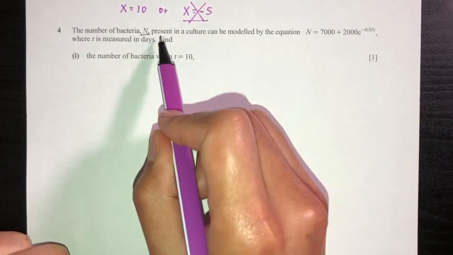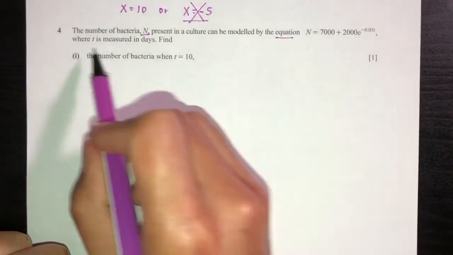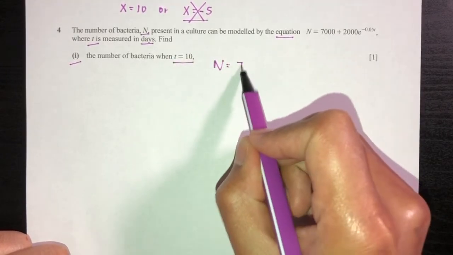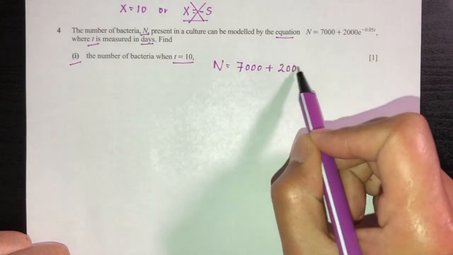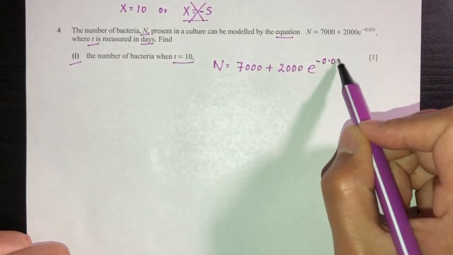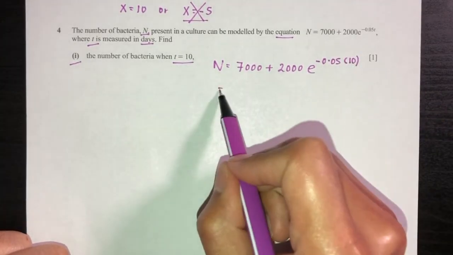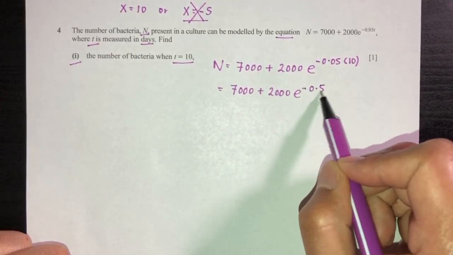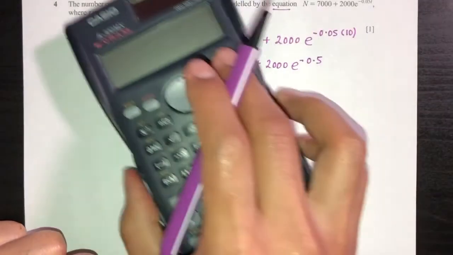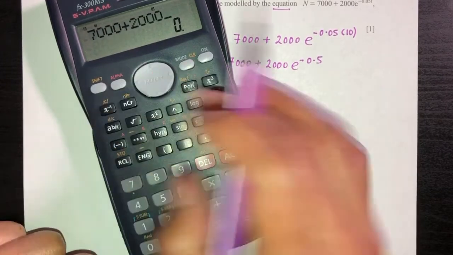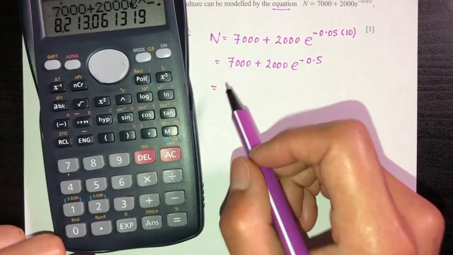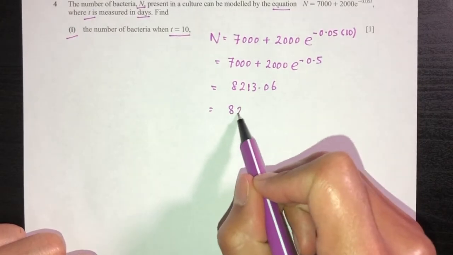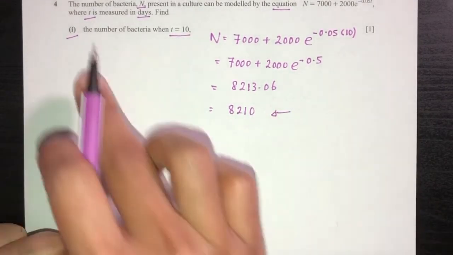The number of bacteria N present in a culture is modeled by this equation, where t is the days. Now part 1, find the value of N when t equal to 10. So N is equal to 7,000 plus 2,000 e power of minus 0.05 t, with t equal to 10. That is equal to 7,000 plus 2,000 e to the minus 0.5. So let's solve this. That should be 8213.06. So correct to 3SF, that will be 8210. And that is the answer for part 1 of question 4.